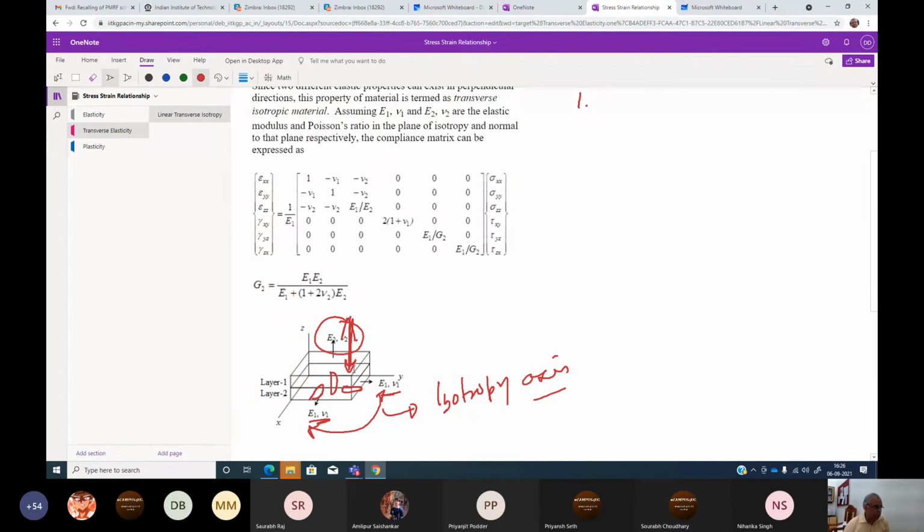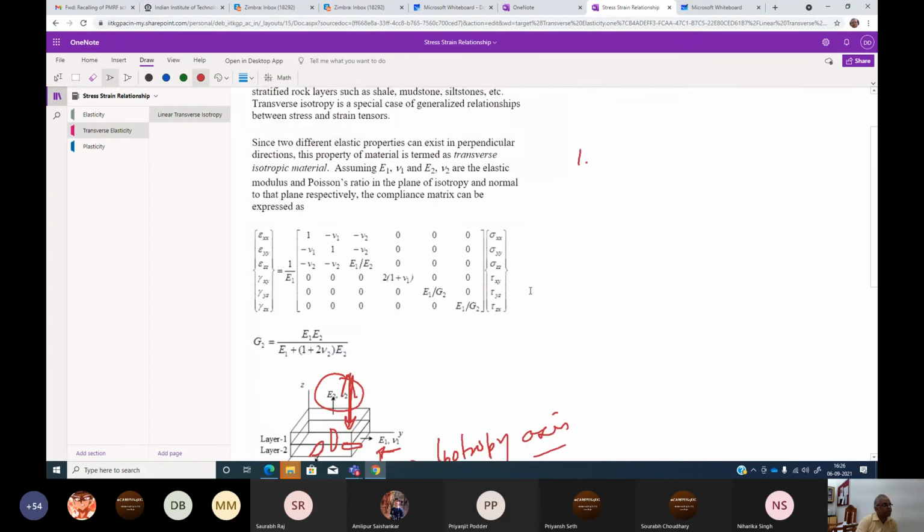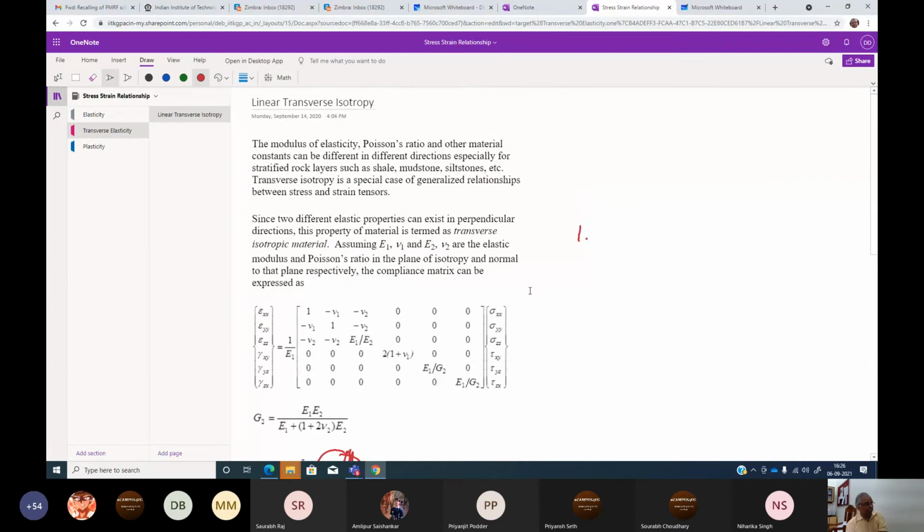There is a plane of isotropy where the properties are the same in all directions along that plane, but perpendicular to that plane, the elastic properties are different. So if the isotropic properties are E1 mu1, then the anisotropic properties are E2 mu2. If that is the condition, then we will call it linear transverse isotropy.